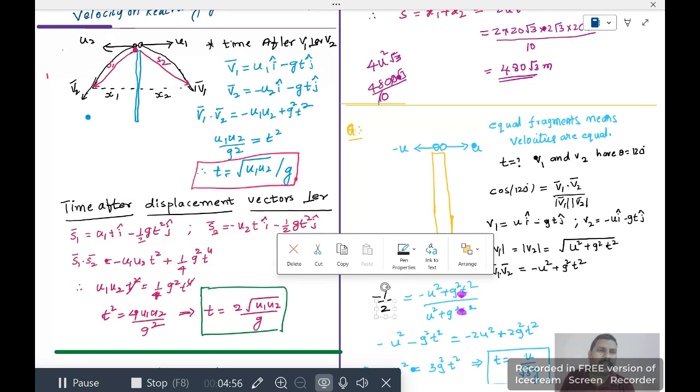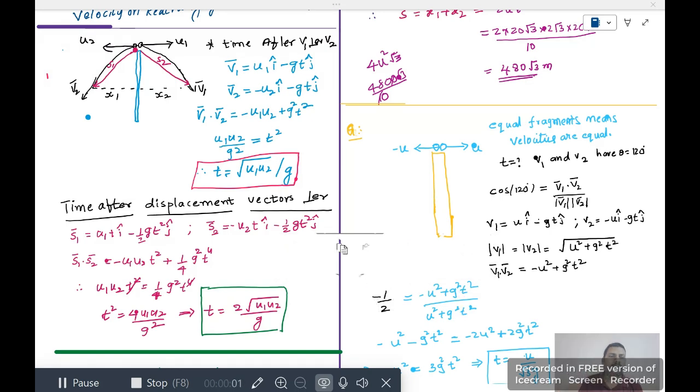You will see these in applications. Here two particles are projected with velocities u1 and u2 as shown in the figure. u1 is equal to plus i cap, and u2 is equal to minus i cap.